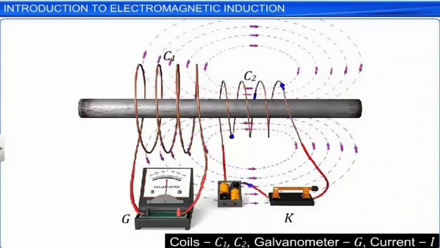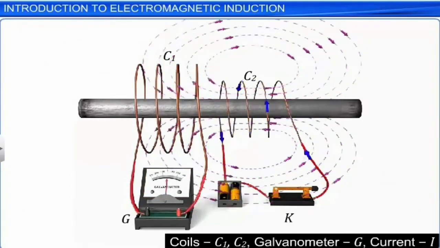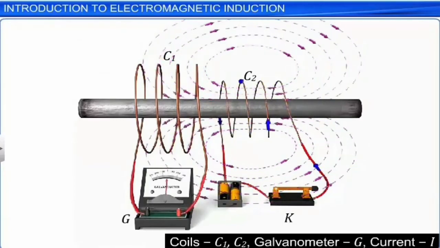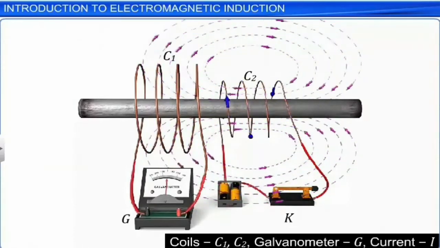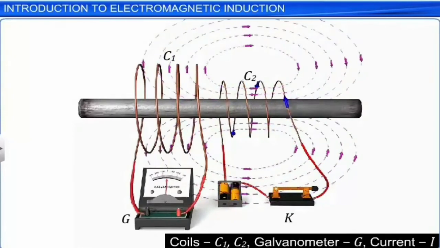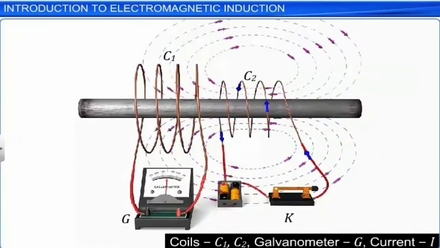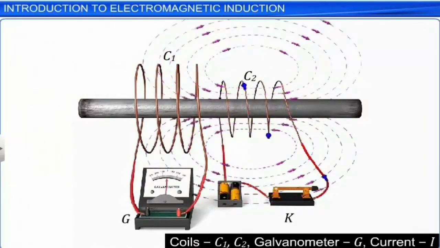And also when an iron bar is inserted coaxially inside the coils, the deflection produced in the galvanometer was found to be more. From this, he concluded that since there is no relative motion between the coils, it is the changing magnetic flux linked with the coil C1 that induces a current in the coil C1. Since there is a change in the magnetic flux linked with C1, that changing magnetic flux only induces a current in coil C1. This was concluded by Faraday.